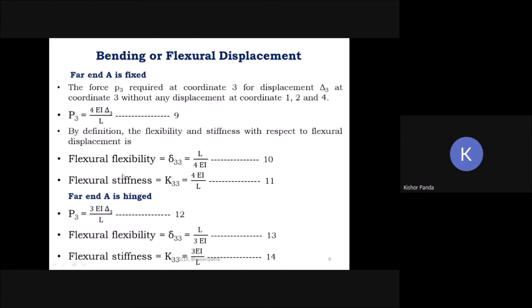So this is the flexural flexibility and the flexural stiffness when the flexural moment, the bending moment, is acting. Due to that bending moment, the rotational displacement takes place, and due to this you can find out the flexural flexibility and flexural stiffness, when the end is fixed and when the end is hinged.